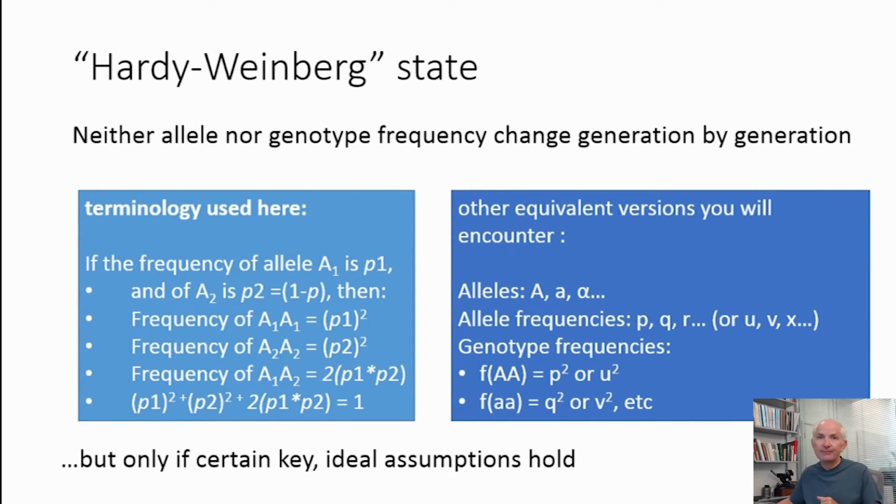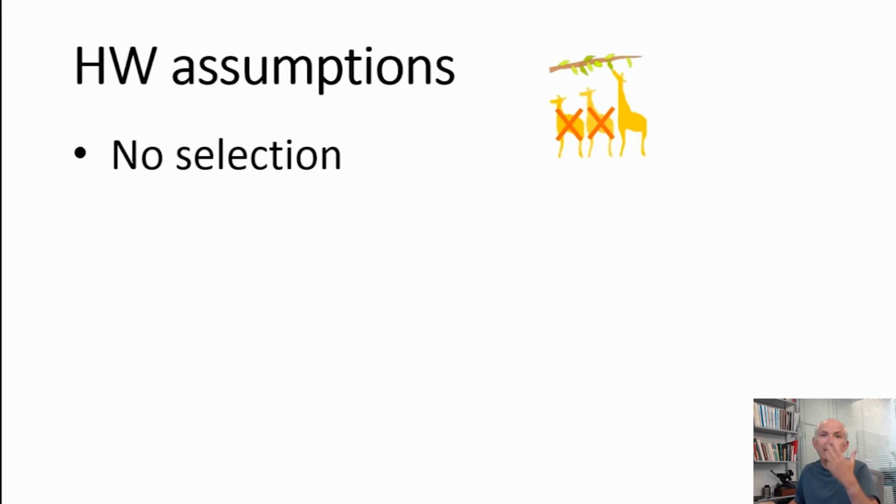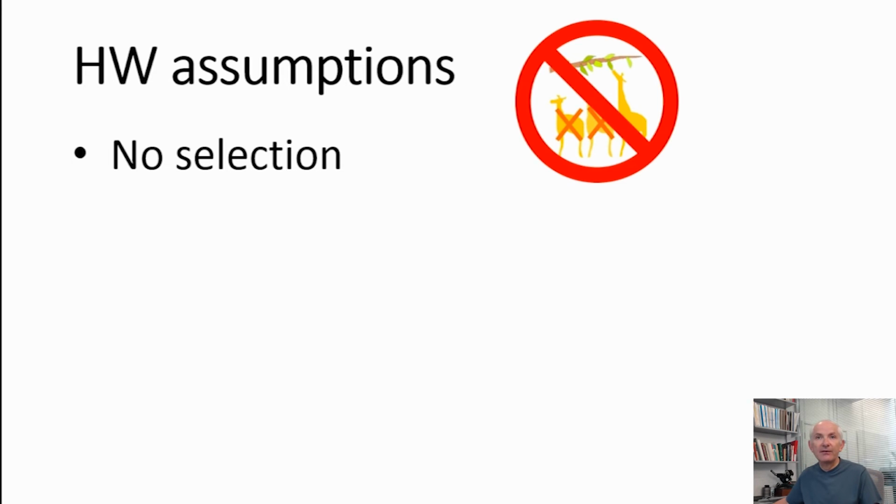Now, this Hardy-Weinberg state is an ideal state, and it only applies to populations if certain assumptions hold for that population. What are those assumptions? First of all, the assumption is that there is no selection. That is, for example, it's no better if you're a giraffe with a long neck than with a short neck. You're equally fit to reproduce, to produce the next generation. So no selection.